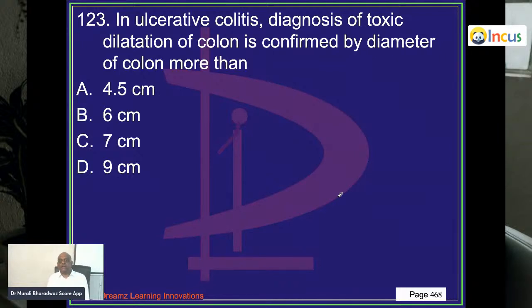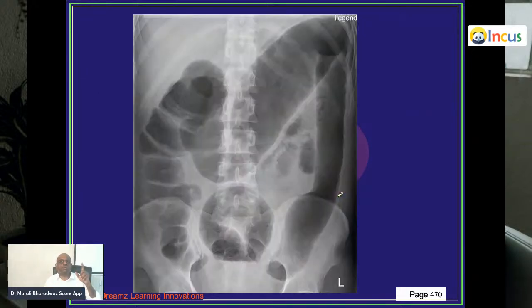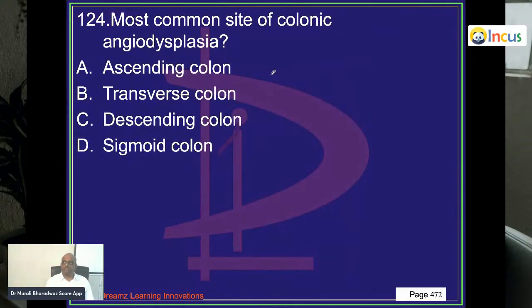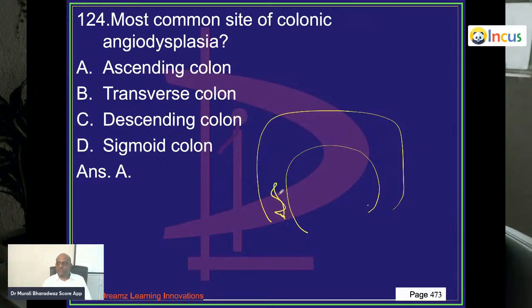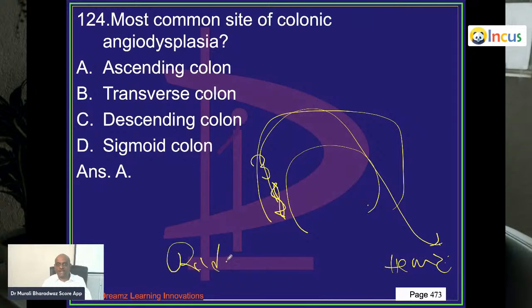Right? So in ulcerative colitis, how do you make a diagnosis of toxic dilatation of the colon? More than 6 centimeters is toxic dilatation. So this is how you get a typical toxic megacolon. Typically it looks like this, with a dilated bowel. What is the most common site for colonic angiodysplasia? Ascending colon is the most common location. Angiodysplasias bleed, and that leads to development of hematochezia, frank blood in the stool. And if you do colonoscopy, you may miss it. So you do radionuclide scanning in order to identify the angiodysplastic lesions.